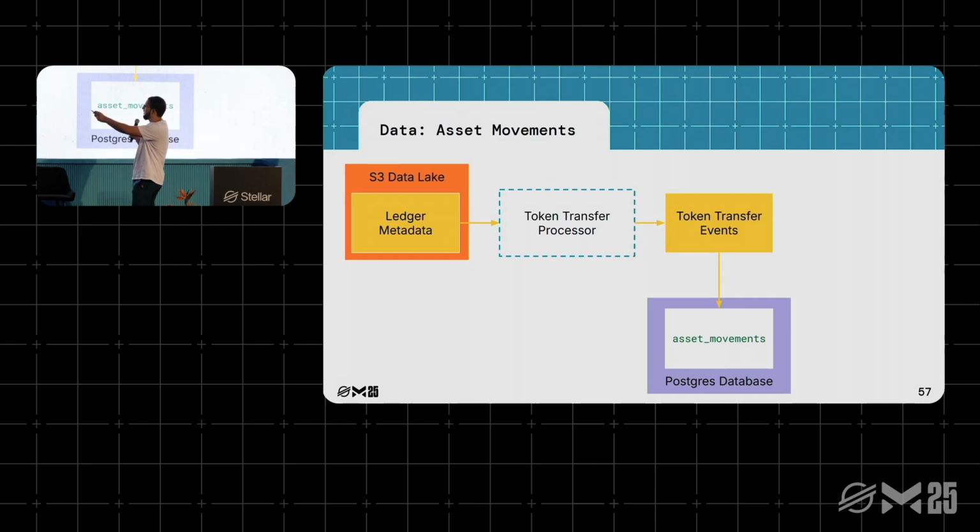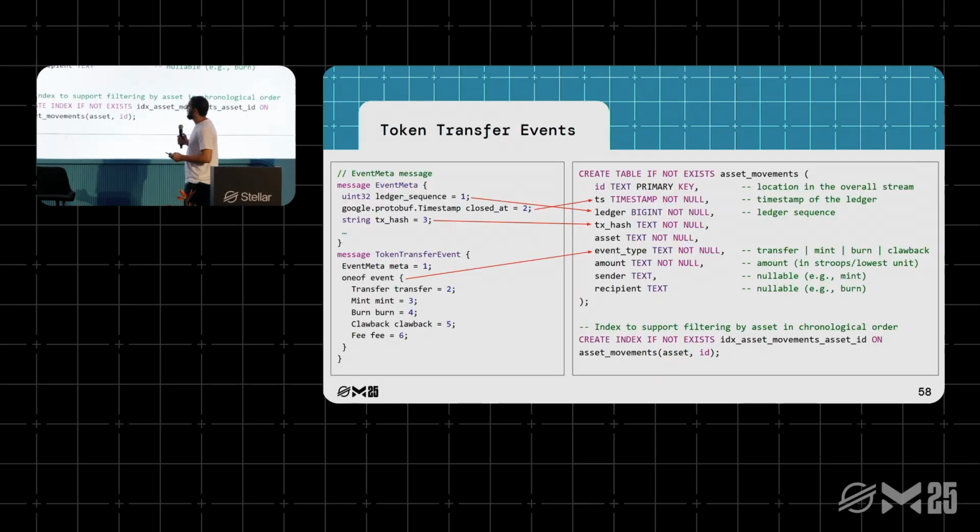We're going to be ingesting from that S3 data lake, and once we have a ledger, we're going to use an open source library called the Token Transfer Processor, which is going to look at all the events in the ledger and return only the ones that actually have asset transfers within them. And this library is pretty much tailor-made for what we're looking to do in order to monitor all asset movements. So the token transfer processor is going to get all of the relevant events and return them in a protobuf form that's easy to introspect.